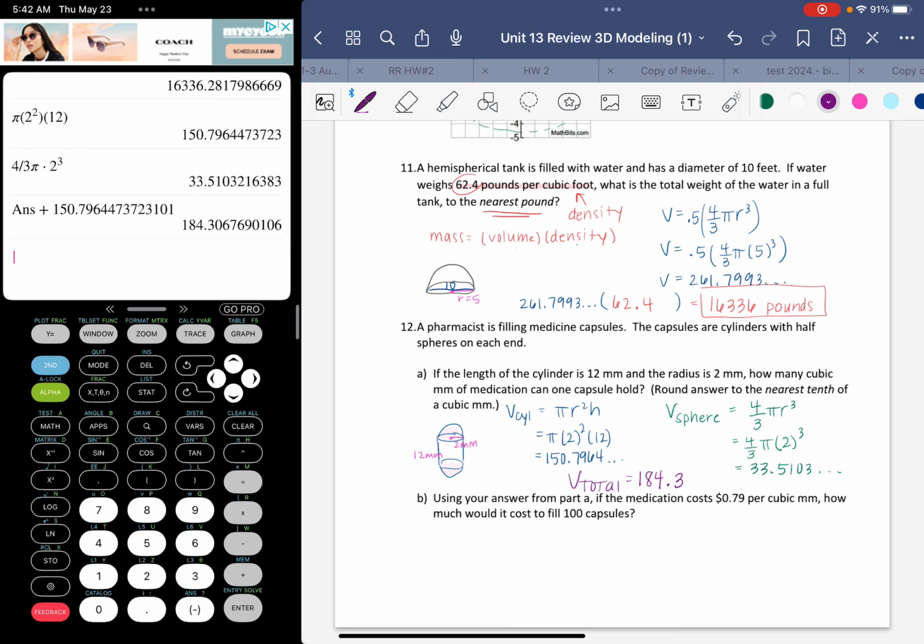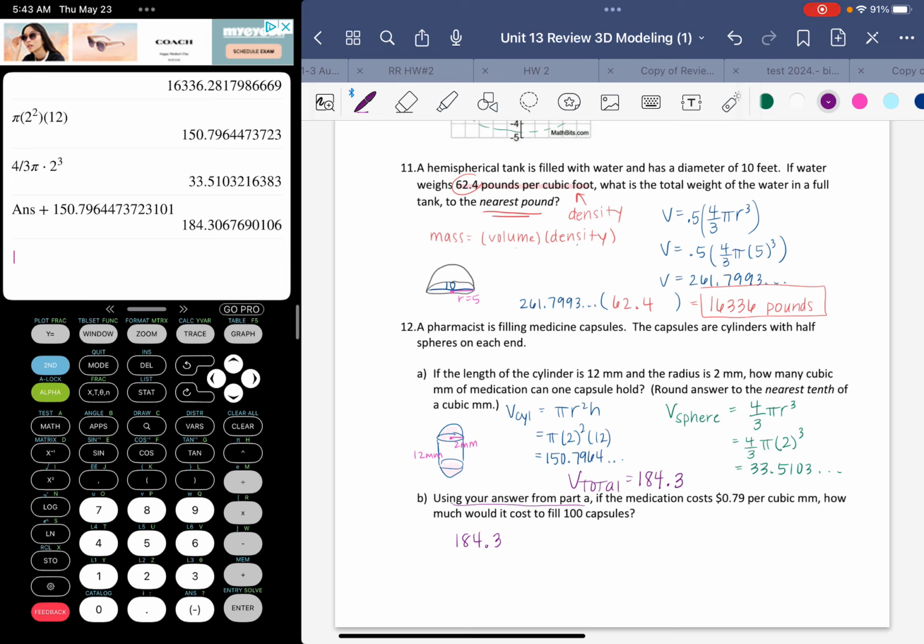All right, part B says using your answer from part A. If they did not say that, then in this second part, you'd be using the full decimal again. So you would have had a dot, dot, dot over here, and you'd be using the full decimal. Because they said using your answer from part A, we don't have to worry about that. So we're going to do 184.3. So that is the volume in cubic millimeters.